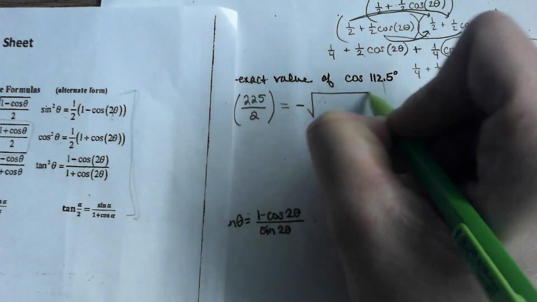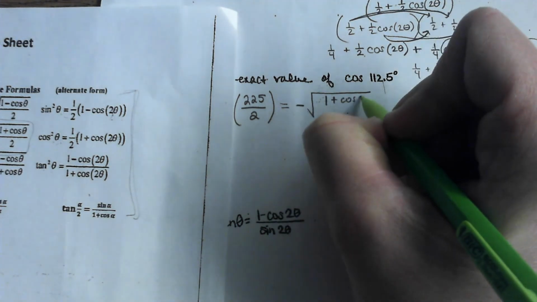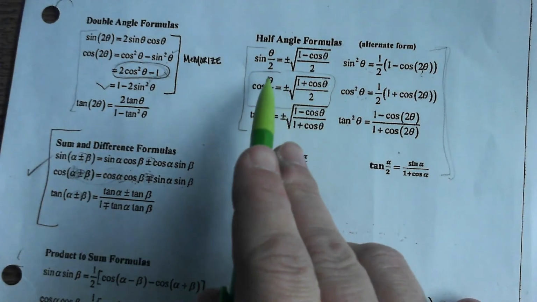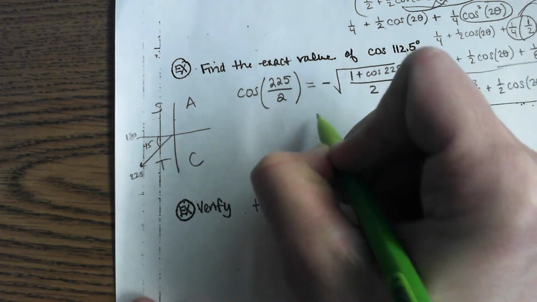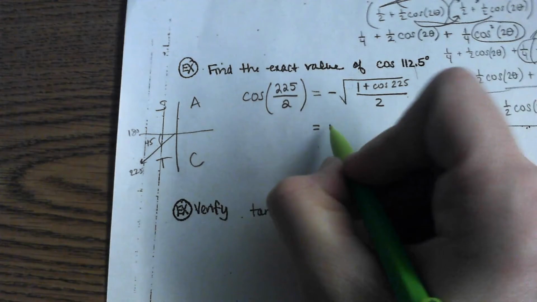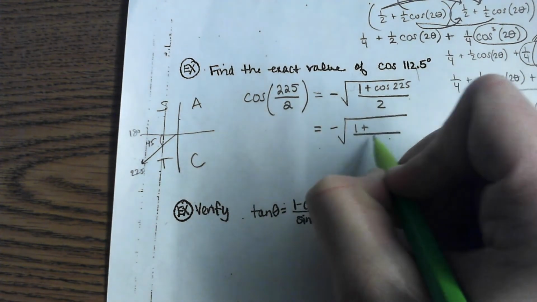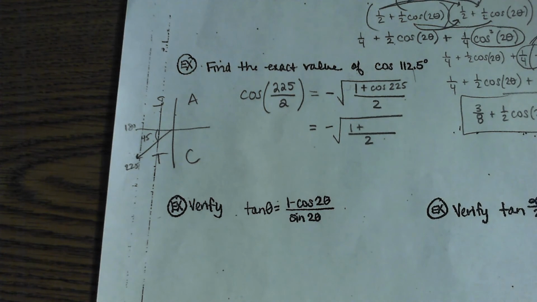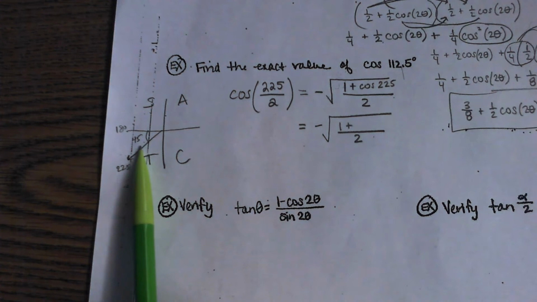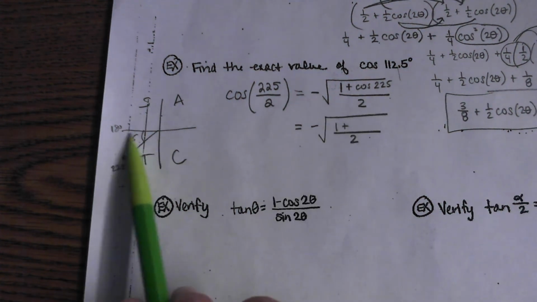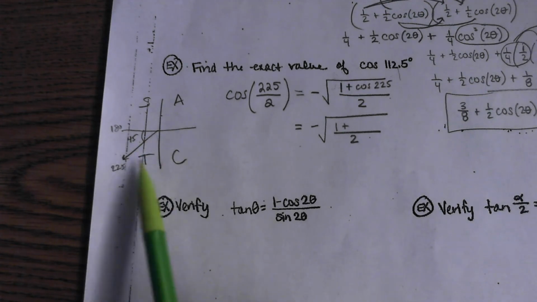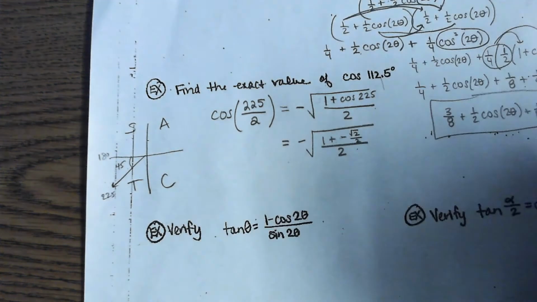It's the square root of 1 plus the cosine of 225, right? Our theta is 225 over 2. And then we're just going to simplify that. So negative square root of 1 plus something over 2. Now, the cosine of 225, reference angle of 45. What is the cosine of 45? Root 2 over 2. And because 225 is in the third quadrant, is the cosine of it plus or minus? Negative. So negative root 2 over 2.